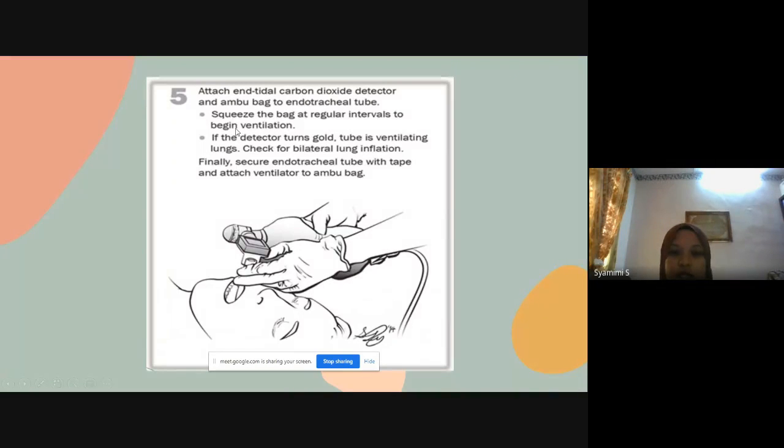If the detector turns gold, this is for the carbon dioxide detector, the tube is ventilating the lungs. So check for bilateral lung inflation. Finally, secure the endotracheal tube with tape and attach the ventilator to the bag. And you also need to insert an orogastric tube to decompress the stomach and check the chest radiograph. Check by using chest radiograph.